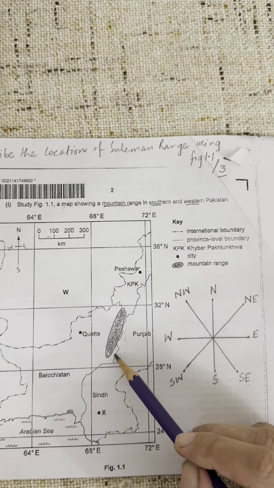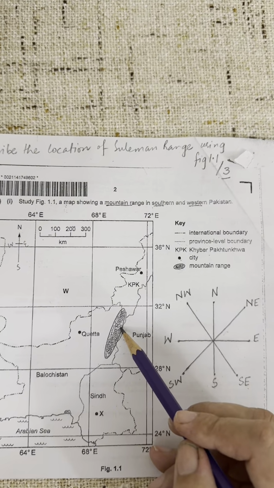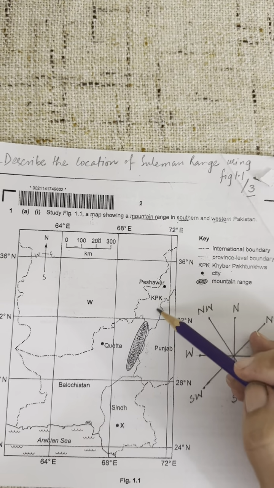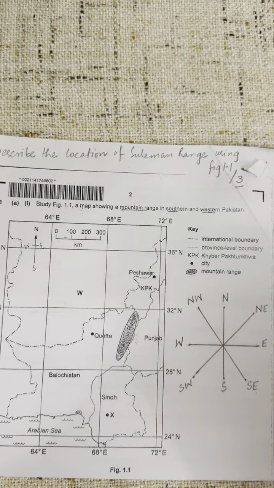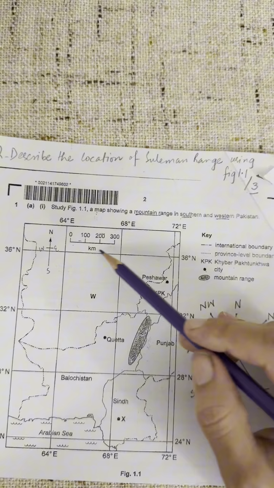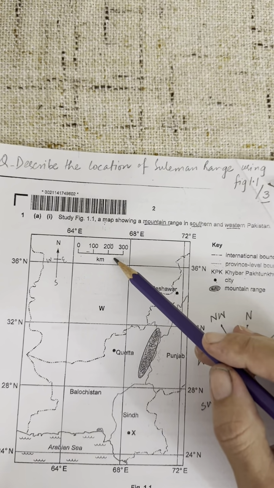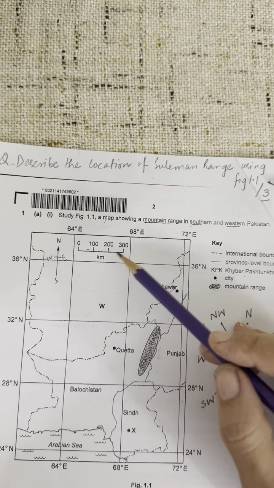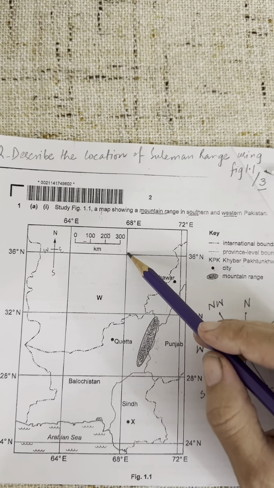Northeast of Sindh. It's also lying in the northeast of Arabian Sea. Northeast of Arabian Sea. Okay? It's also lying in the south-west of Peshawar. South-west of Peshawar. Okay? Also, you can count the distance. For the distance, I'm going to make a new video of how to measure the distance given from the key on the map. For that, I'm going to make another video.